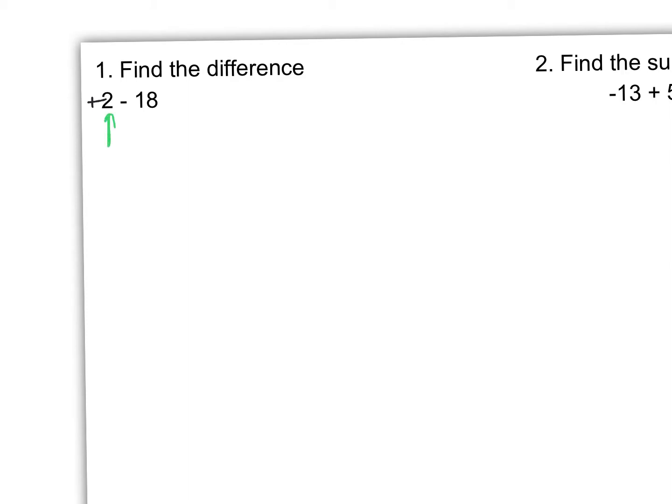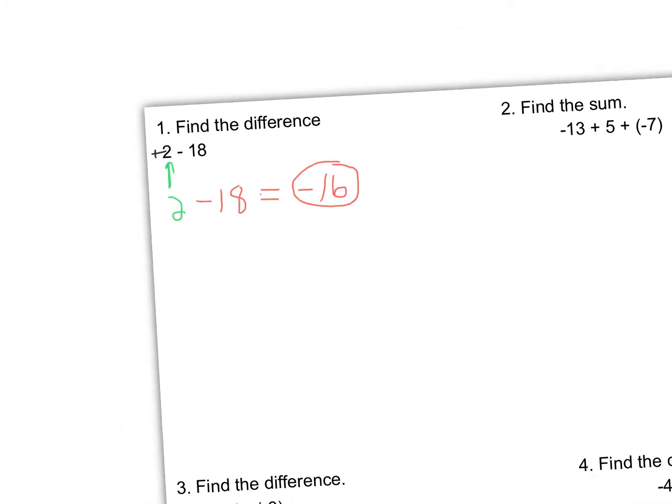So again, kind of an odd way to think about it is think about money. If you have positive $2, so this is $2 that you have, and then you got to pay somebody 18 because you owe them 18 bucks for whatever. When you put this all together, 2 minus 18, if you have $2 and you have to pay 18, you still owe 16 bucks. So, there's that one. Pretty simple, pretty straightforward. Okay? So, let's go to question 2.